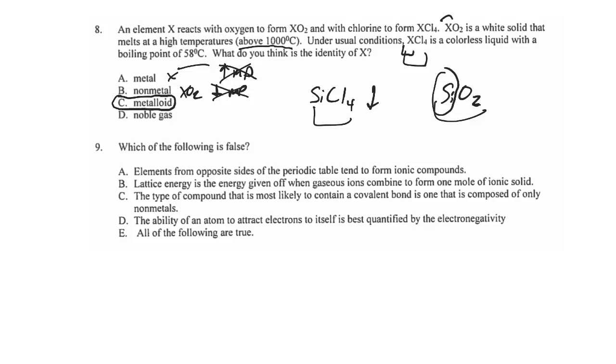Number 9, which statement is false? So we're looking for the false statement. Elements from the opposite side of the periodic table tend to form ionic compounds. That sounds true, so that's not one of our correct answers.